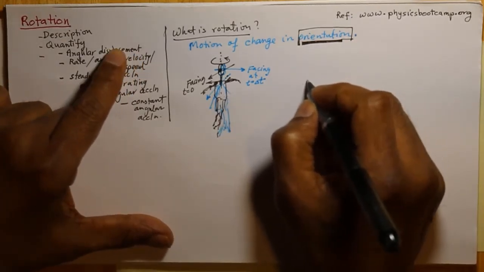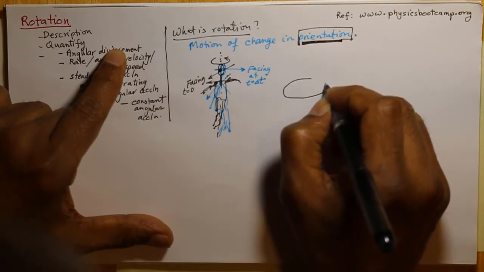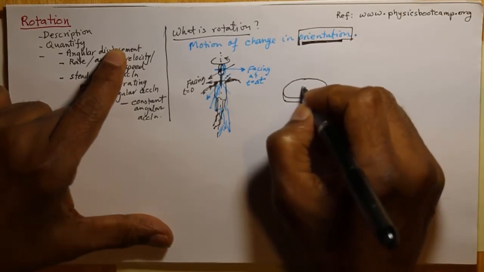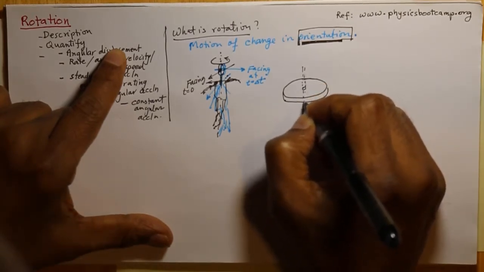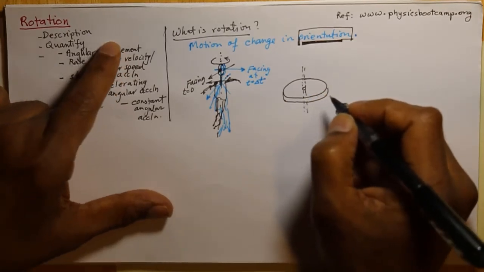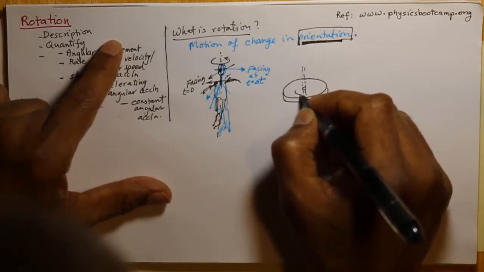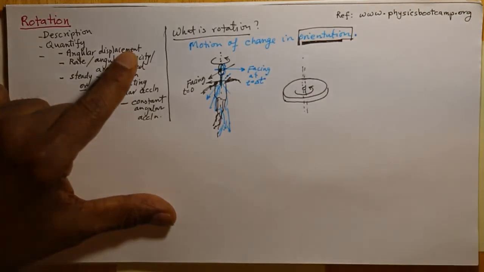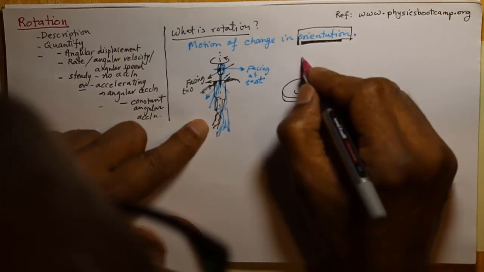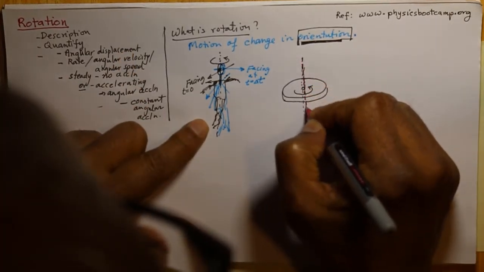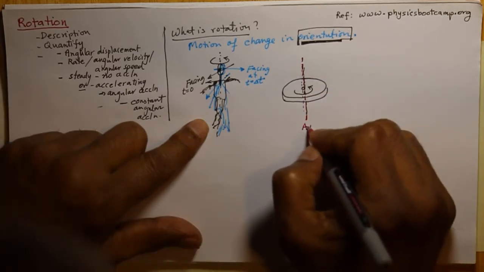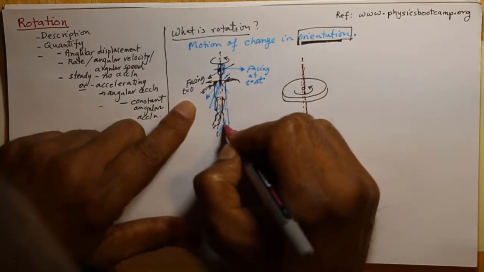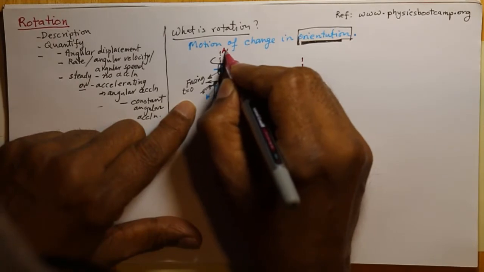A simpler example would be a disc. So here is a pin, and I want to rotate this disc. Say this disc is rotating in this way about this thing we will call the axis. This is the line about which it is rotating. In this situation, the axis is an imaginary line that goes right through the body. So that's the axis of rotation.